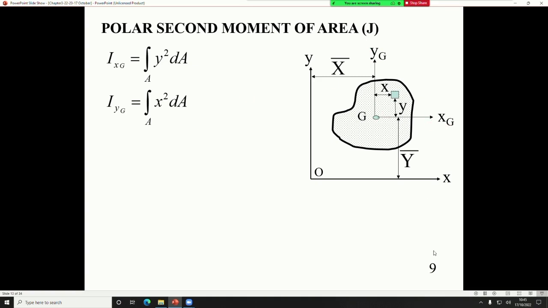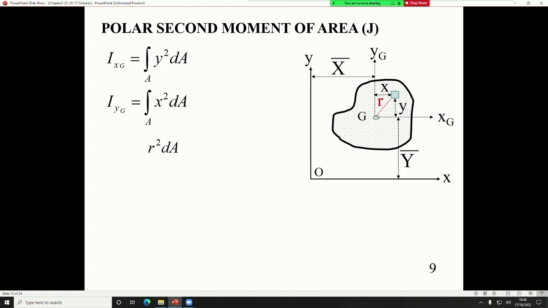Now we have another moment of area, which is called polar second moment of area. Say r is the distance of this element with respect to G. Do you agree that r squared is equal to x squared plus y squared? So therefore, I can say, by definition, the polar second moment of area of this element with respect to G is equal to r squared dA. It's the definition of the polar second moment of area.